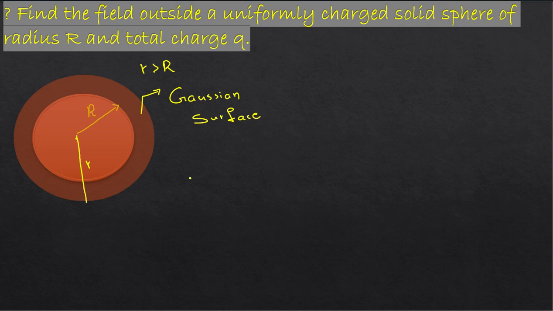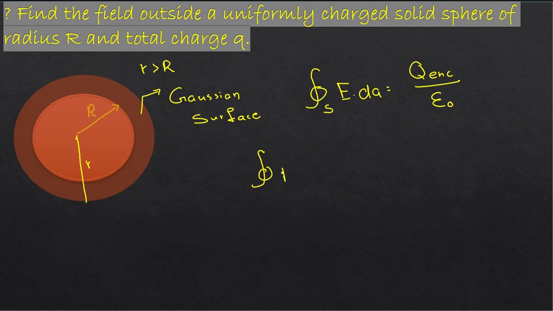So we have to apply Gauss's law to this surface, and we get Gauss's law: the closed integral of E dot dA is equal to Q enclosed by epsilon zero. We know this Q enclosed is the charge of the sphere, which is equal to Q as per the question. Let's find this closed integral of E dot dA.